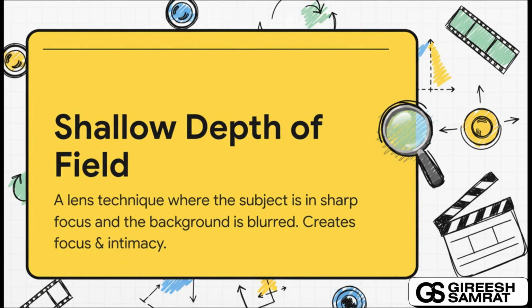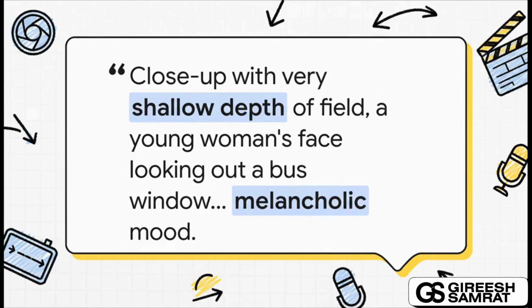It keeps your subject super sharp while the background just melts away into a beautiful blur. This technique forces the viewer's eye exactly where you want it. This prompt is a fantastic example of using this not just as a technical choice, but as a storytelling tool. That shallow depth of field isolates her, and it just amplifies that feeling of a private, melancholic moment. You see? You're not just directing a lens here, you're directing an emotion.